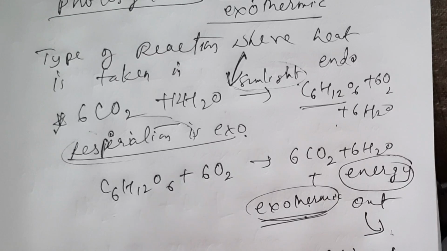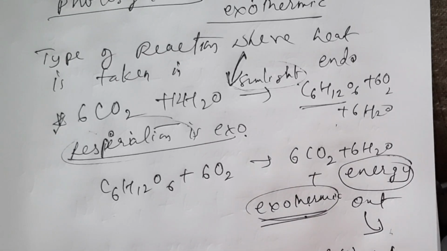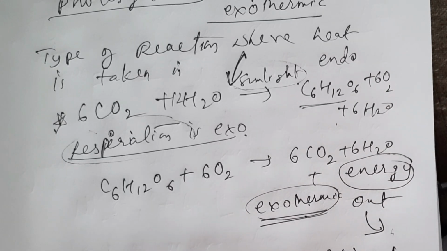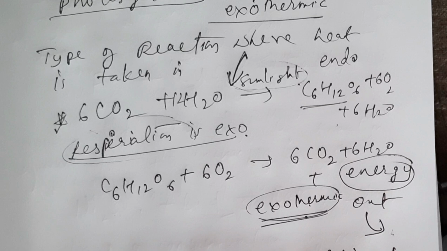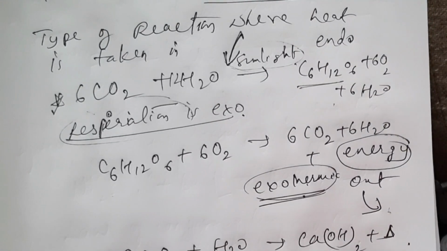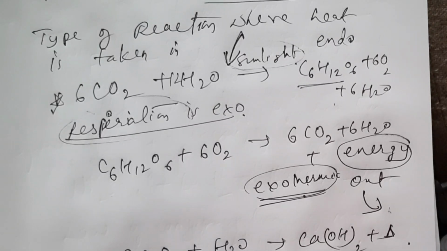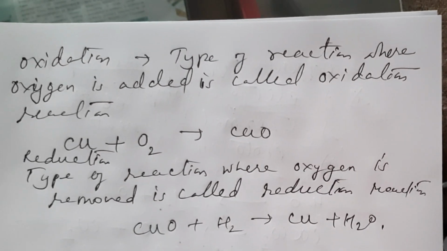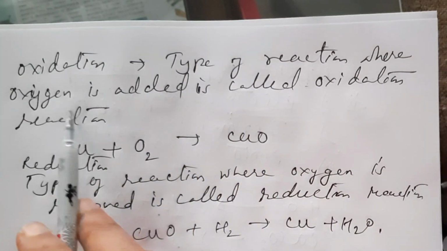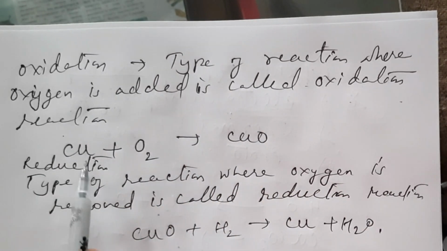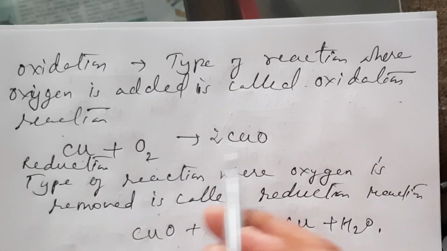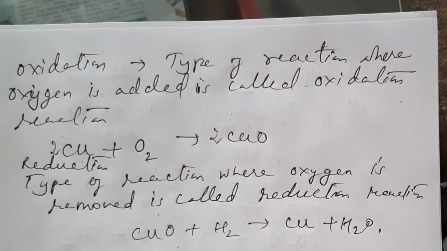Now the next question of this chapter is oxidation and reduction. So what is an oxidation and reduction reaction? Oxidation is the type of reaction where oxygen is added or hydrogen is removed. And reduction is a type of reaction where oxygen is removed and hydrogen is added. Concentrate on the definition first. Now here, the type of reaction where oxygen is added is called an oxidation reaction. So you can see here, copper plus oxygen will form CuO. To balance it, 2 oxygen is there, so we'll put 2 before copper oxide and the same way before copper.